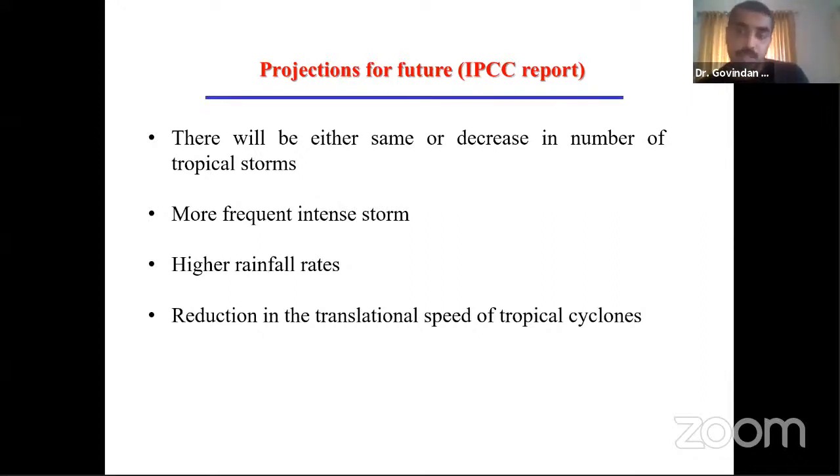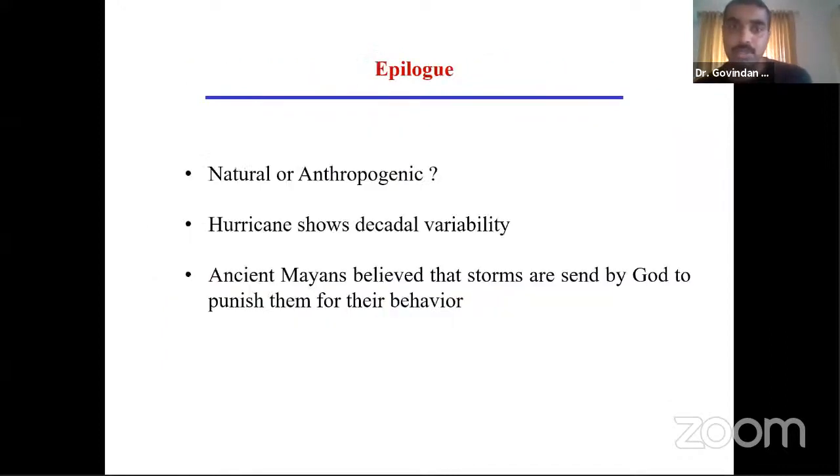So the speed of movement of the cyclone will get reduced. If a cyclone forms in the Bay of Bengal, the time it takes to reach Orissa or Andhra will increase in a global warming situation. So that is a finding which shows results.